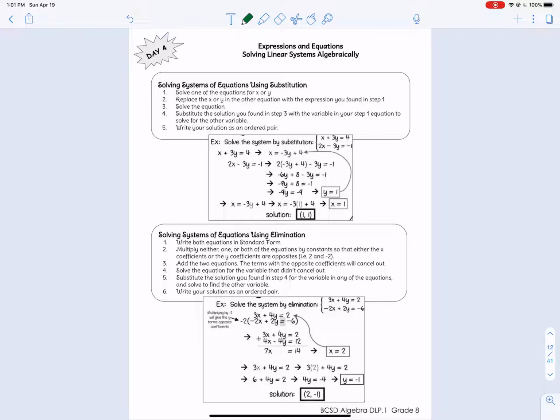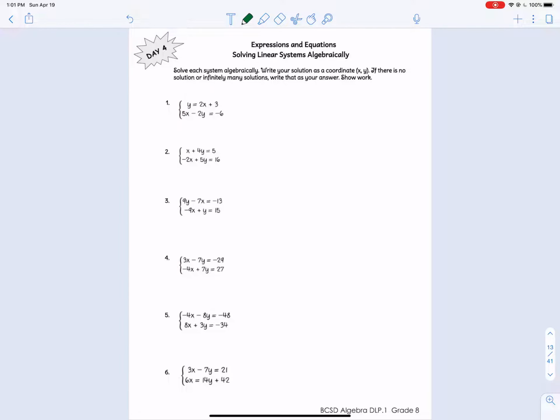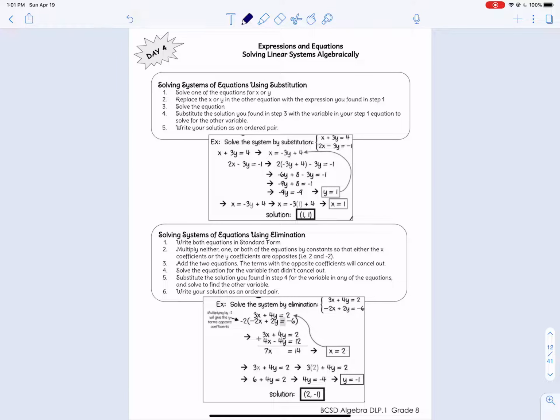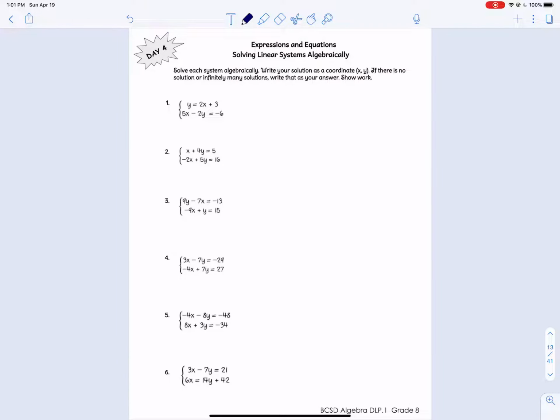Okay, day 4. Now we're going to solve systems algebraically. Okay, so no graph. So we have some examples here. And then remember, we have a few different options when we solve algebraically. We have elimination, we have substitution, and then different variations of elimination where we have to maybe multiply one of the equations by a number or by a negative. Are we adding? Are we subtracting? So a lot of things there. So maybe we can do one type of each.